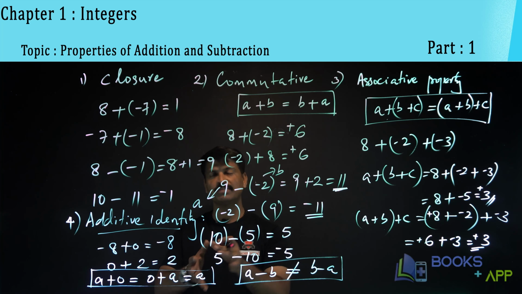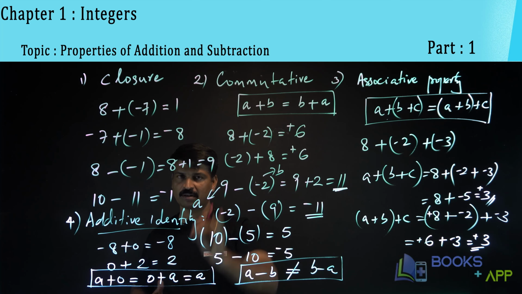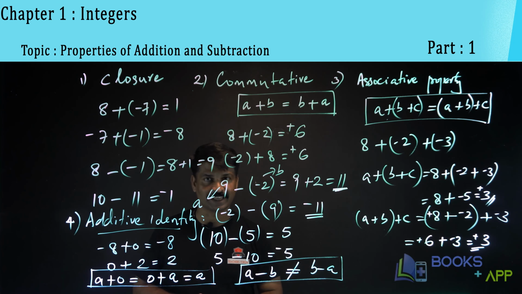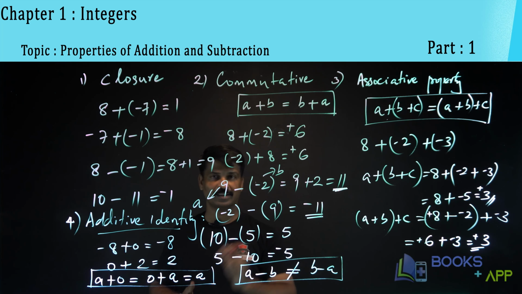Now, in this session we have discussed the properties. First we discussed closure property. When you add or subtract two integers, the answer will always be an integer. That is called closure property. Commutative property means a plus b is equal to b plus a for addition. But it is not true for subtraction. So we say that commutative property holds true for addition, but it is not true for subtraction.